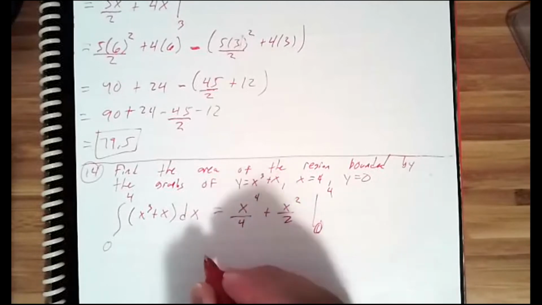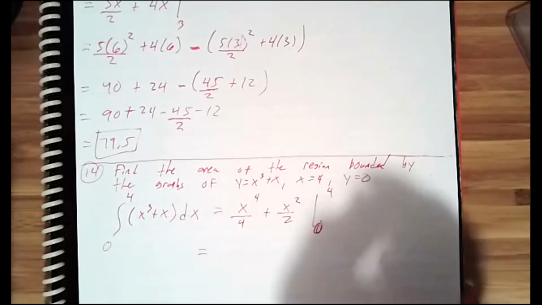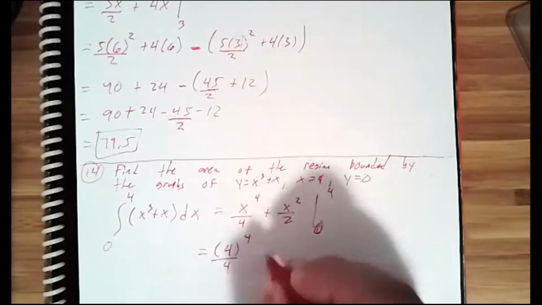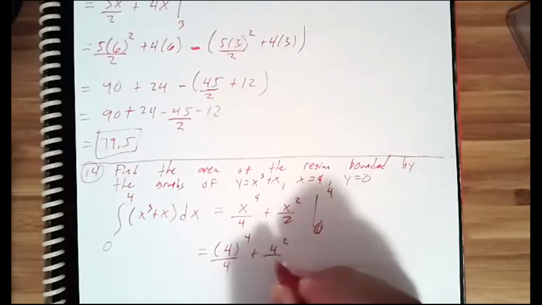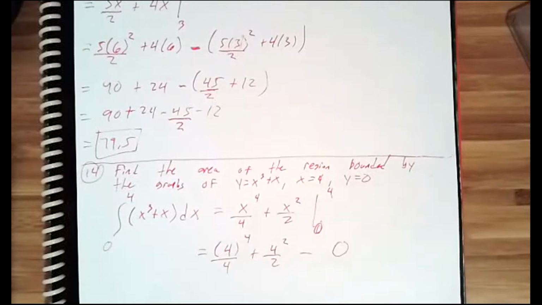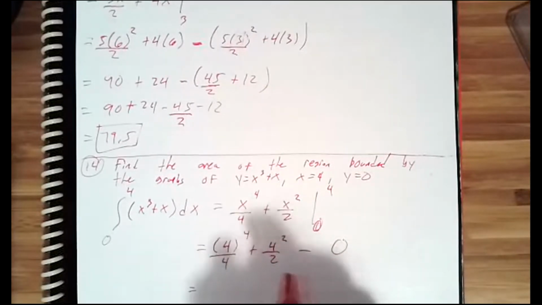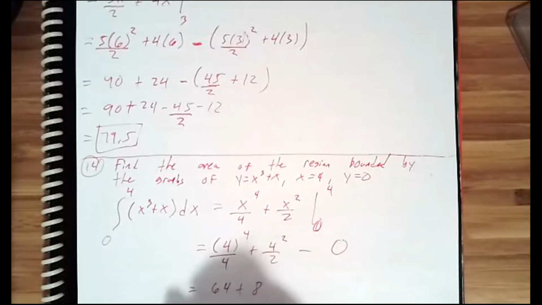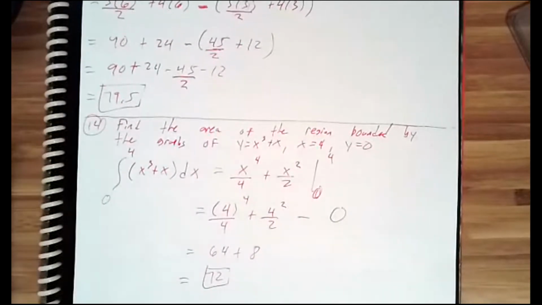Okay. So that will give us 4 to the 4th over 4 plus 4 squared over 2 minus 0, which will be 64 plus 8. Let's see. Yeah, 72. Any questions on 14?